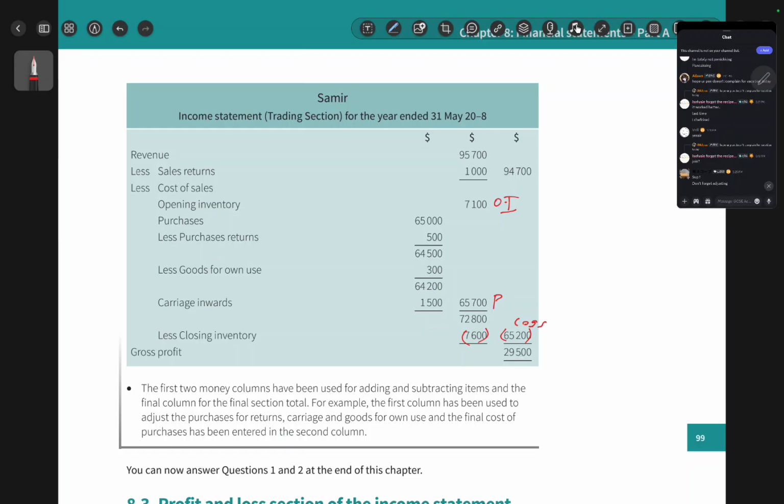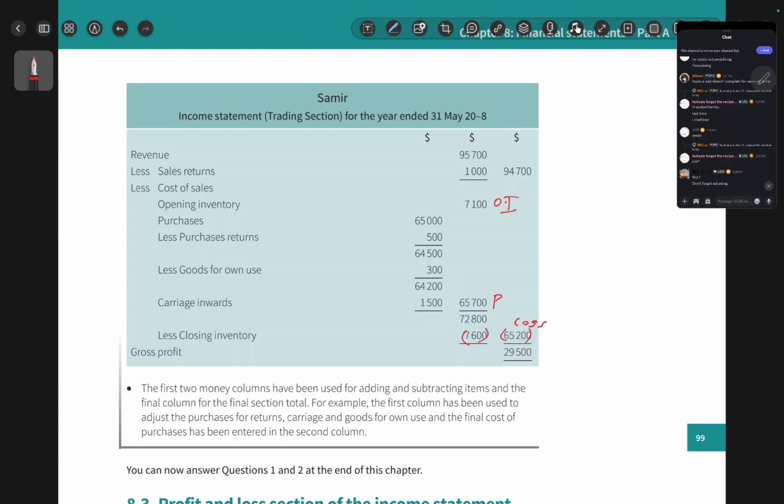The first column has been used to adjust for purchase returns, carriage, and goods for our own use, and the final cost has been entered in the second column. So you see they use three columns. In one column they just put all the workings, in the second column they put semi-final amounts, like the closing inventory final and the purchase final. And then in the last column, they put everything, the final values.